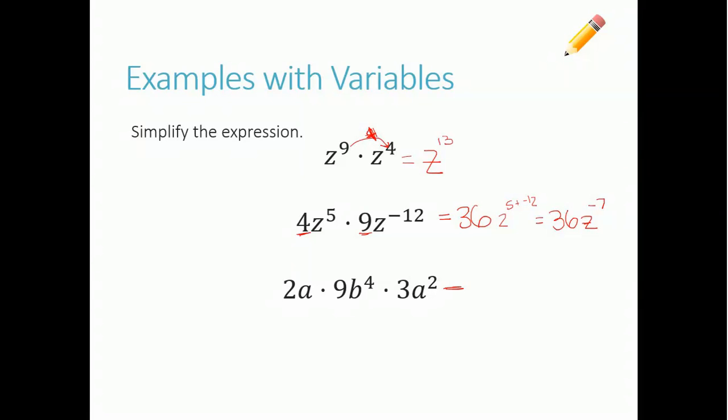This one, multiply all of our numbers first. So 2 times 9, that's 18. And 18 times 3 is 54.